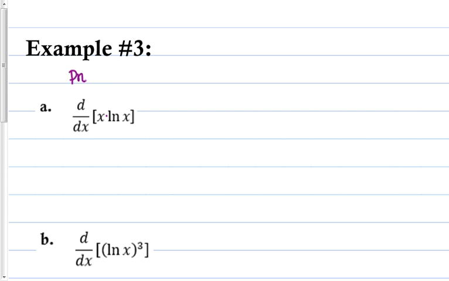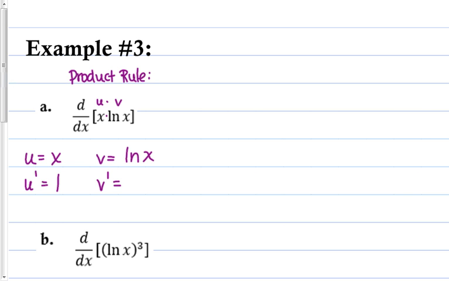Okay, so this is the product rule, just with natural logs. So product rule. Let me list everything out. u is going to be x, u prime is going to be 1, because this is u times v. v is going to be the natural log of x, and v prime is going to be the derivative of that. And if you look back at your notes, the derivative of the natural log of x is 1 over x.